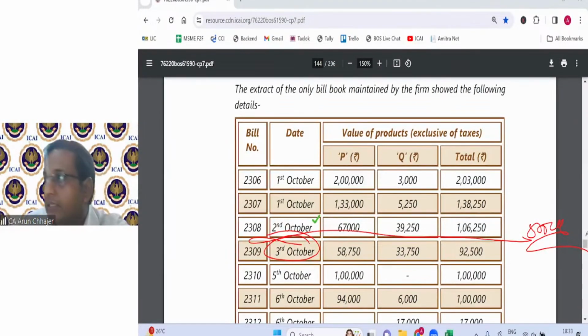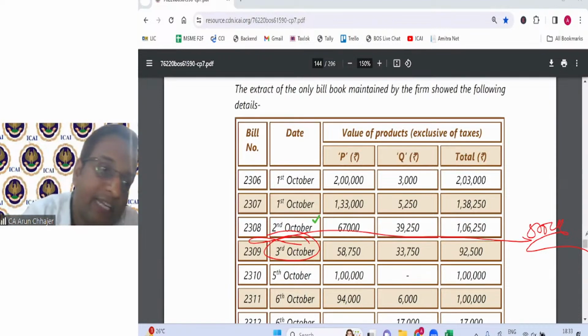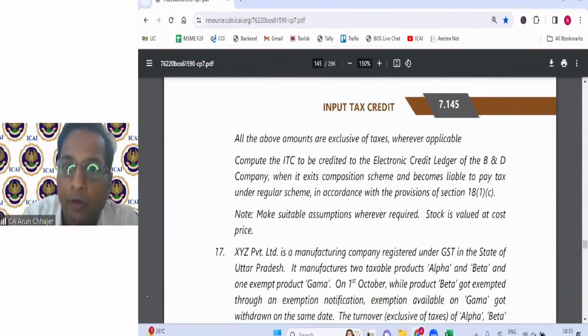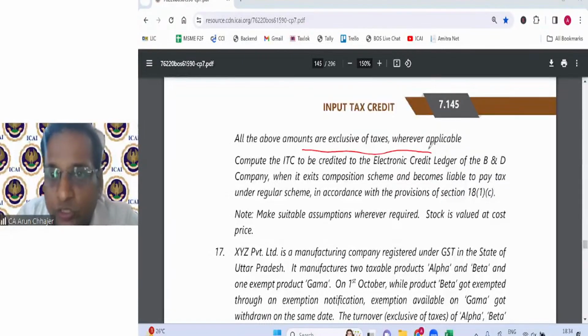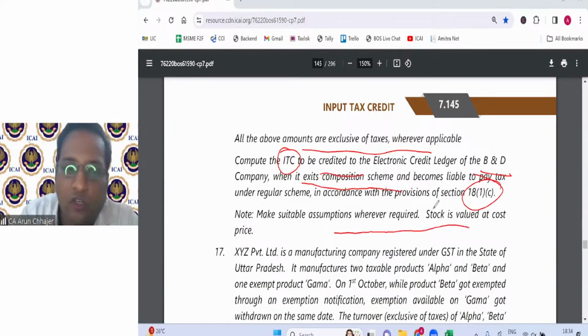Now let's calculate the ITC on 2nd October, whatever the current year. All the above are exclusive of tax wherever applicable. क्या कंप्यूट करना है? ITC to be credited to the electronic credit ledger of B&D company when it exits from composition and becomes liable to pay the tax under regular in accordance with section 18(1)(c). Make suitable assumption wherever required, stock is valued at price.